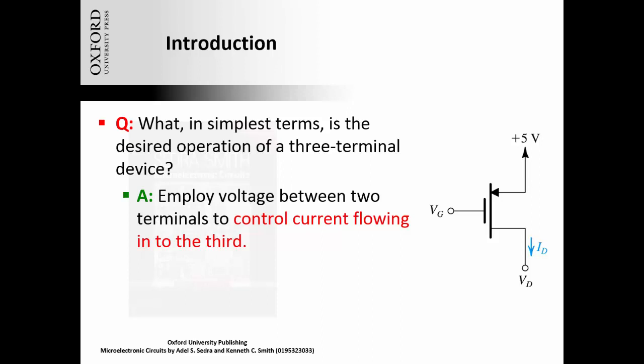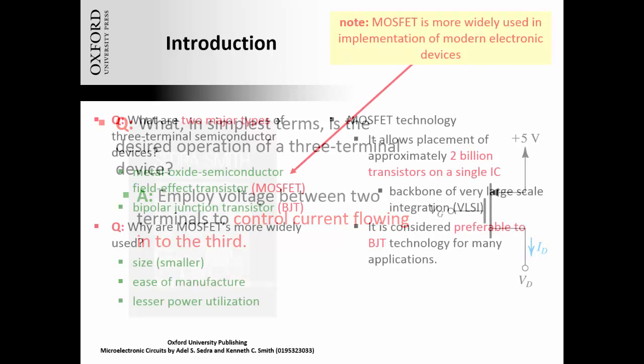Alright, so we're going to be controlling current through our drain here, the terminal labeled with ID, by controlling the voltage between the gate, VG, and the source, which is the terminal there tied up to +5 volts.